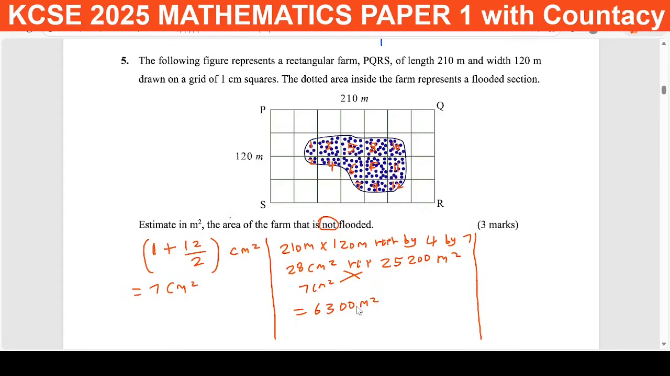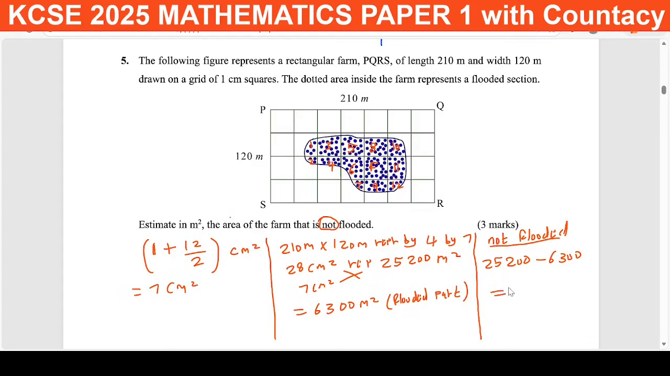So notice that now this one is the area of the shaded part, and that is the flooded part. So to get the area of the part that's not flooded, many students may have been tempted to leave it at this, which is really wrong. So don't make that mistake. To find the part of the shape that is not flooded, we do the whole shape, which we found to be 25,200, and then we minus 6,300.